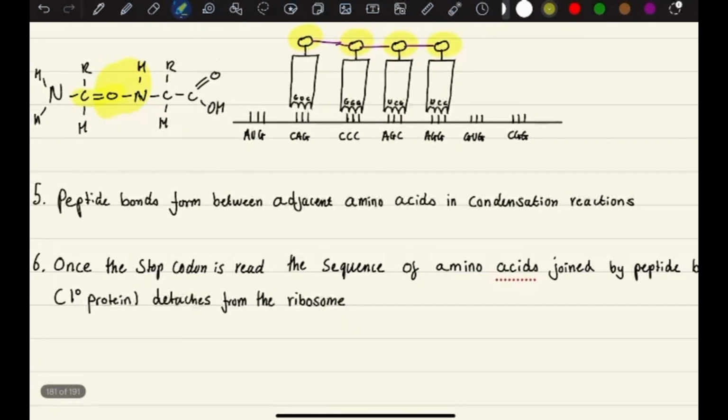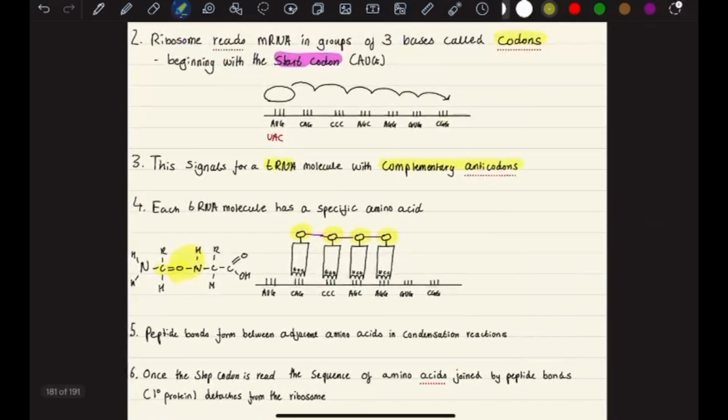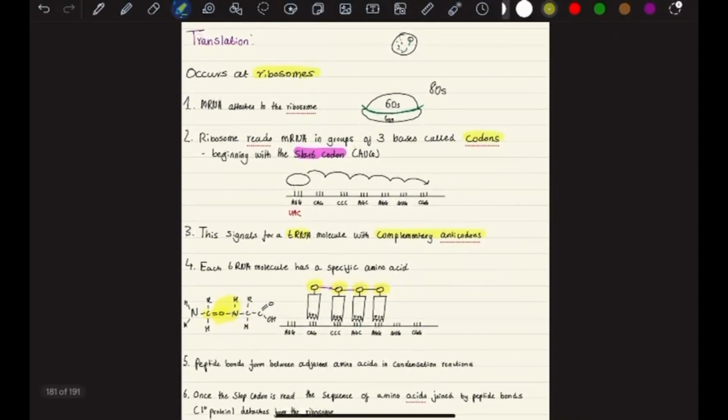So we keep going along that strand of mRNA until we reach a stop codon. And when that's read, that's a signal for the ribosome: okay, you're done here, I'm going to leave. That leaves your chain of amino acids joined by peptide bonds. That is a primary structure protein. Protein structure will be in a later video. That is our process of translation. So I hope that made sense. Again, if you need to rewatch it, try and really visualize it, break it down. That is what's happening in translation.